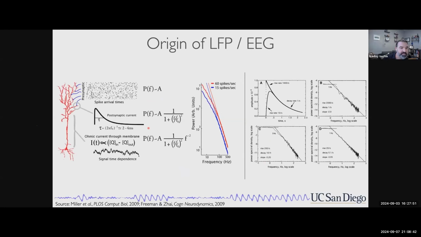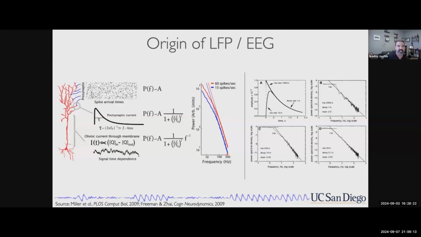This is a great paper from Kai Miller back in 2009. Walter Freeman had a paper with Jai back in 2009 also, showing that if we assume that our signals that we're picking up in EEG and LFP and so on are mostly driven by postsynaptic transmembrane currents, these currents have this double exponential form in the time domain. And if you do a Fourier transform of a double exponential in the time domain, you get this sort of 1 over f-like phenomena. That's the natural consequence of the math.